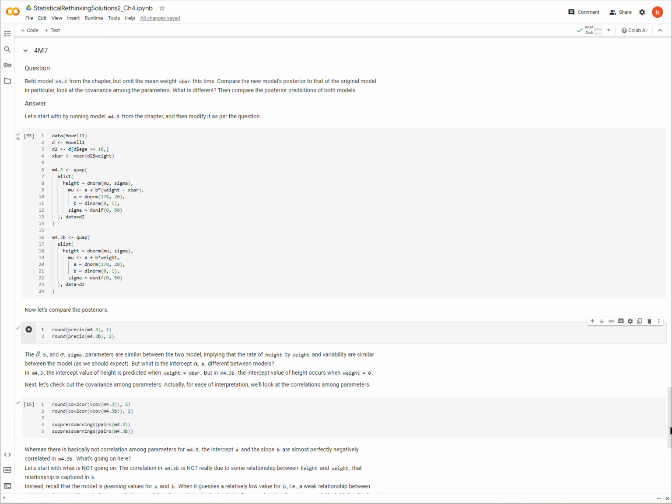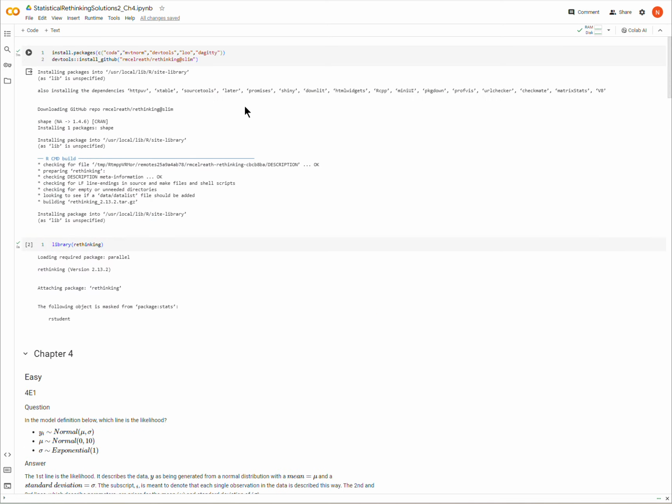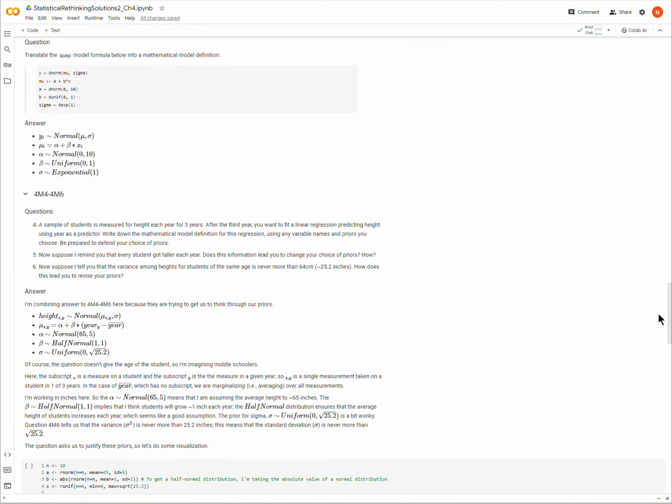Okay, question 4M7 from Statistical Rethinking. Before you run any of this code for yourself, make sure that you have the Rethinking package installed and you've loaded the Rethinking package with these bits of code up here.